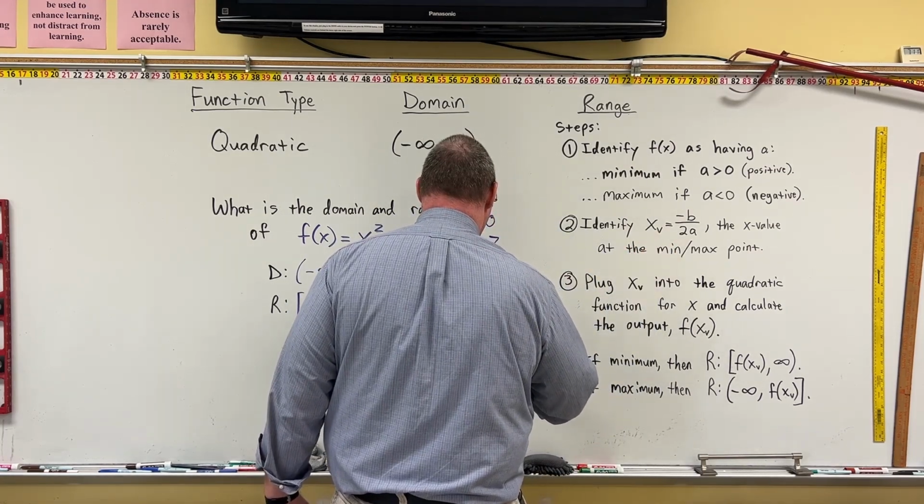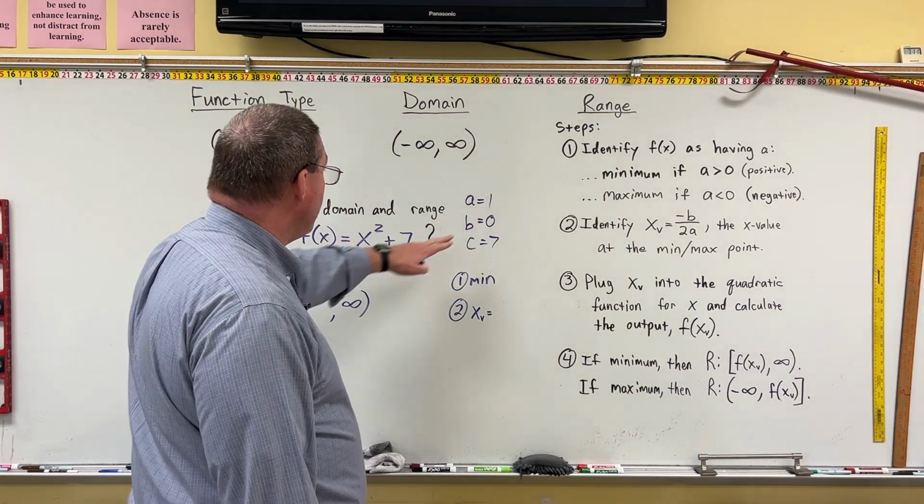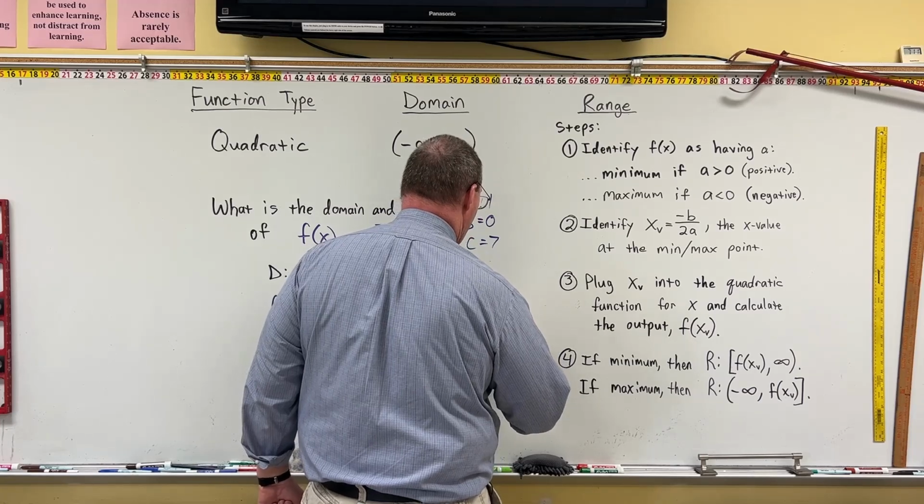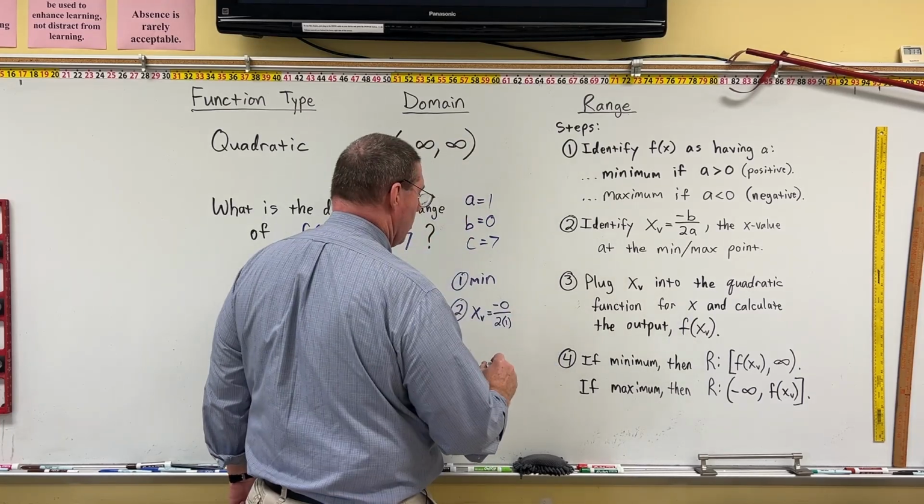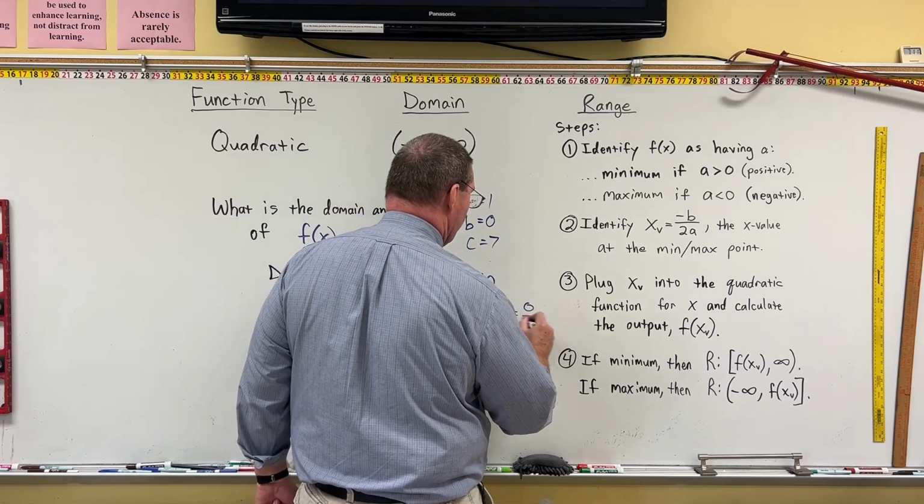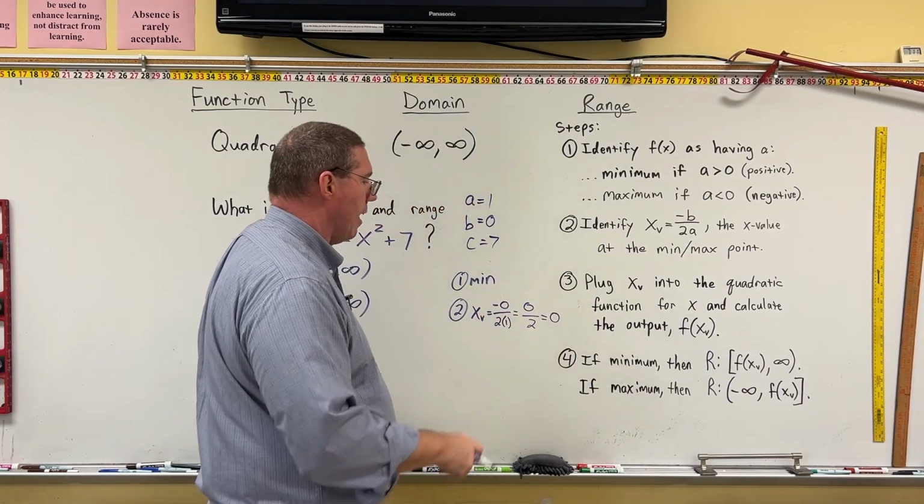Okay, so x sub v is negative b over 2a. Well, b is 0, so it's negative 0 over 2 times a. A is 1, so that's 2 times 1. And so negative 0 is just 0. So we have 0 over 2 times 1, which is 2. 0 over 2, which is 0, just like the last question we did.